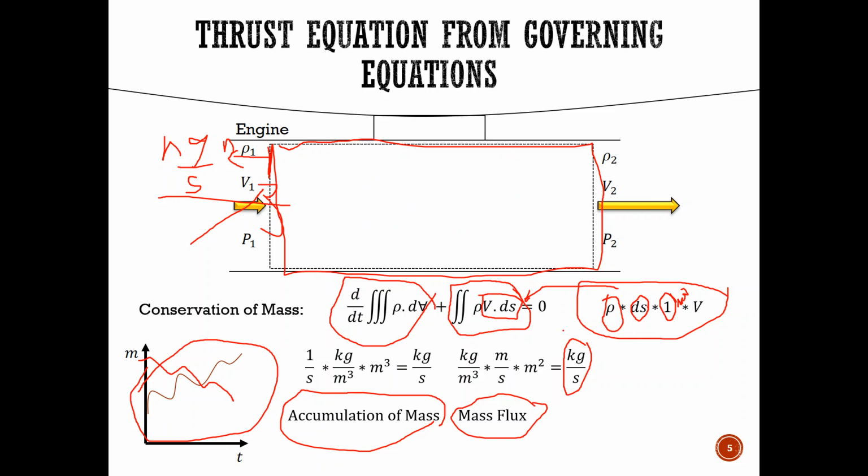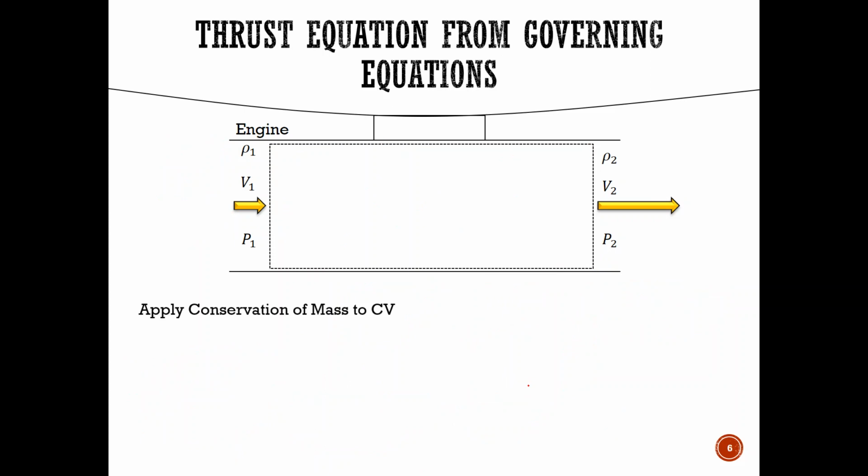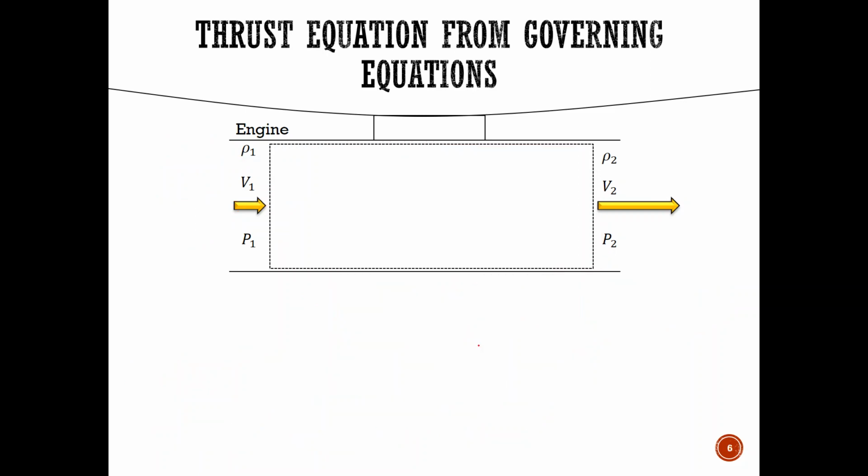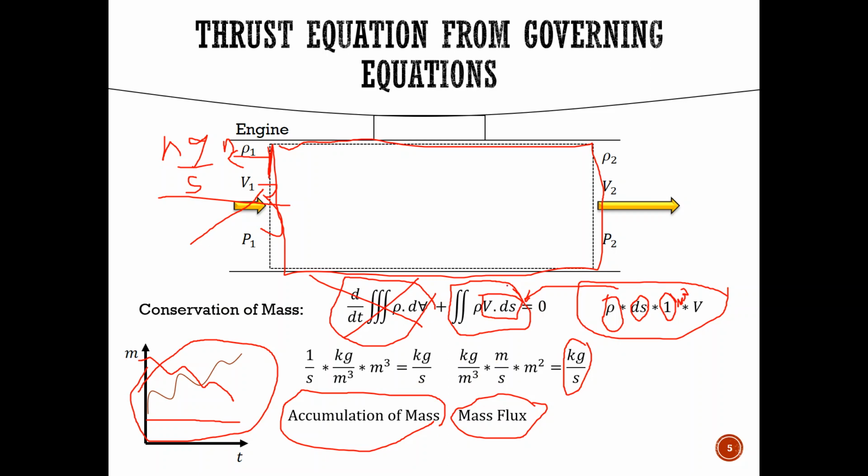Hopefully you get an idea of what these two terms in the conservation of mass equation represent. Now let's apply this conservation of mass to this control volume. Let's assume steady flow, so this term goes to zero. There's no change in mass as a function of time, so we're looking at a constant mass. Now all we have to worry about is the second term, rho V dot dS. Assuming the area doesn't change, with area A1 here and area A2 there, it becomes a constant, so you can take it out of the integral, or if you integrate, you just get A1 and A2.